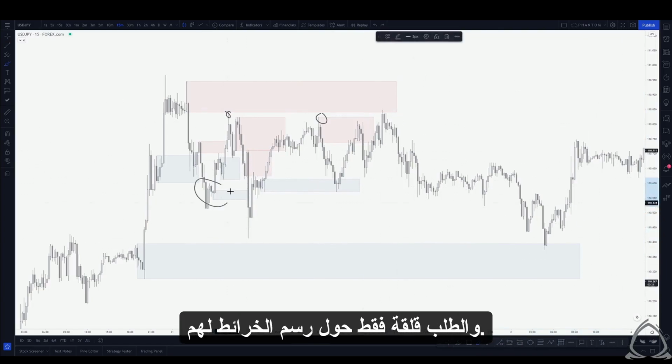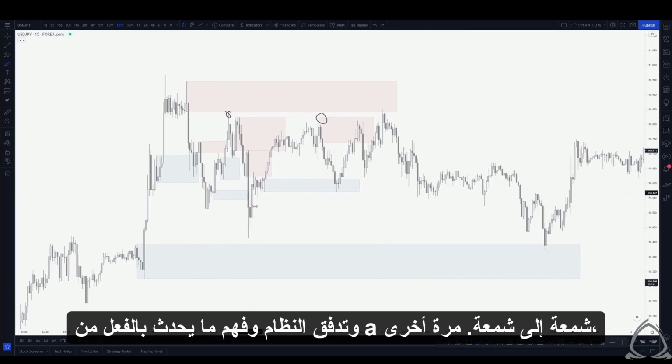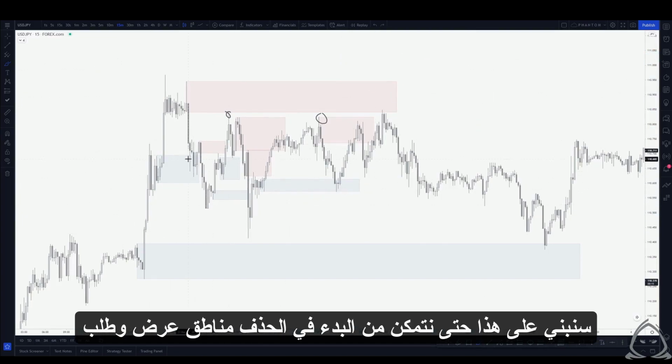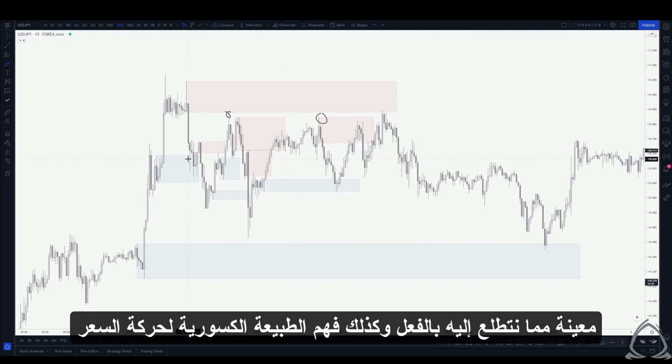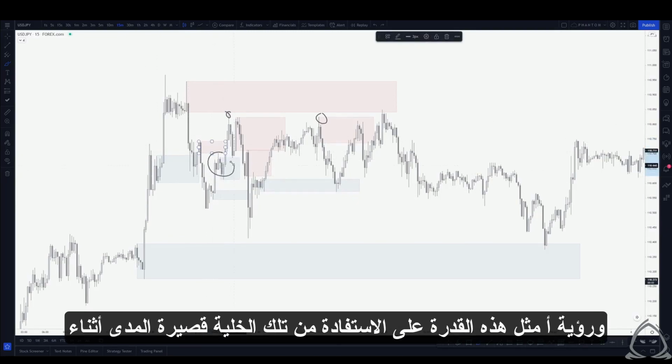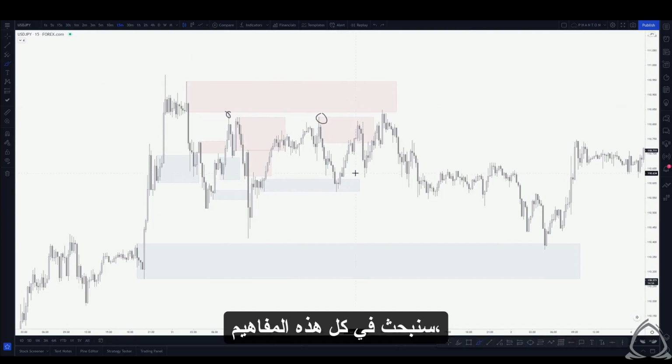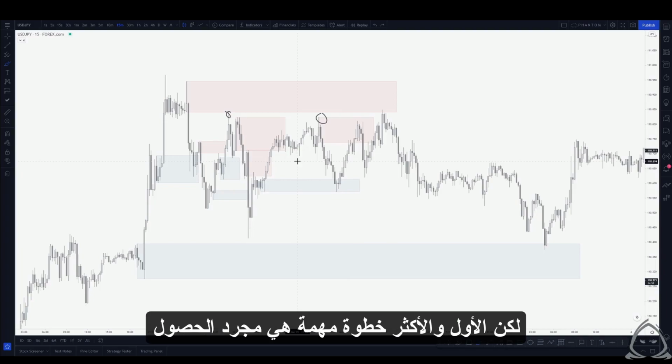Just worry about mapping them out and understanding the order flow and what's actually happening from a candle-to-candle basis. Again, we're going to build on this so that we can start to eliminate certain supply and demand zones from what we're looking at, and also understand the fractal nature of price action, seeing a move like this and being able to capitalize on that short-term sell while also looking for buys on, say, a 1-minute chart, things like that.